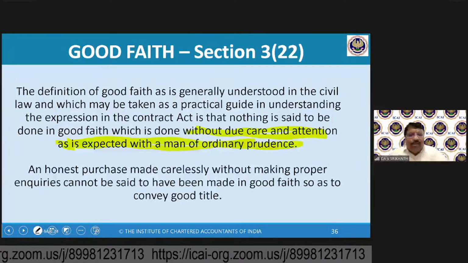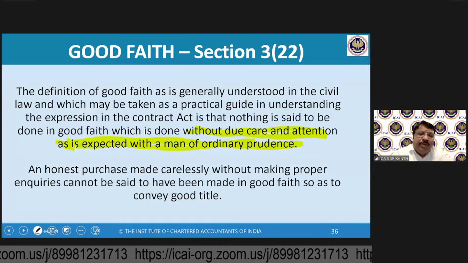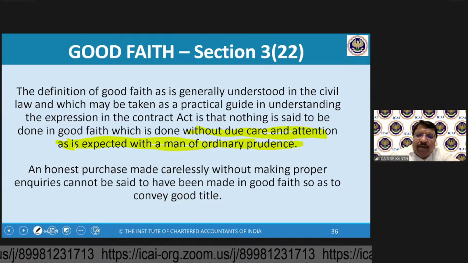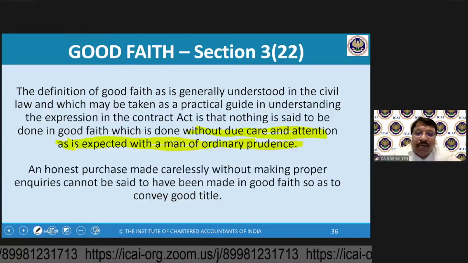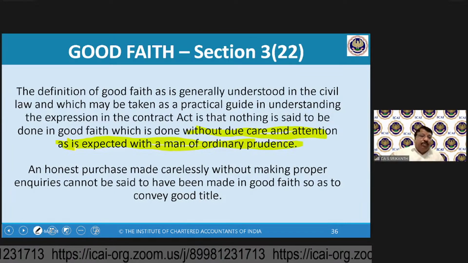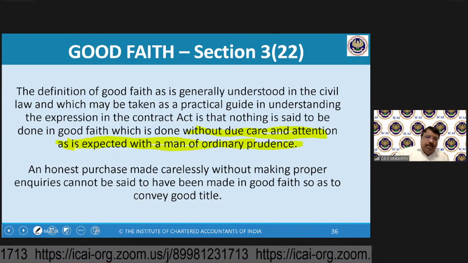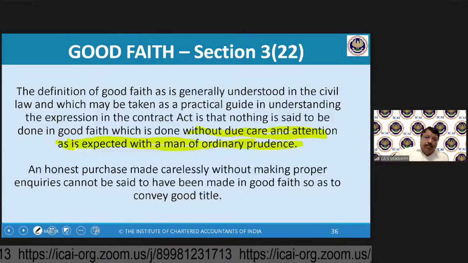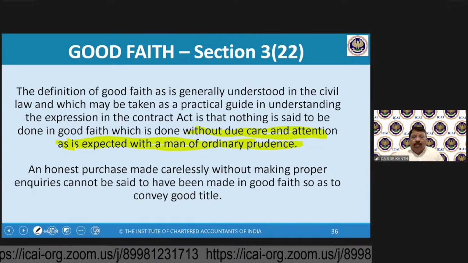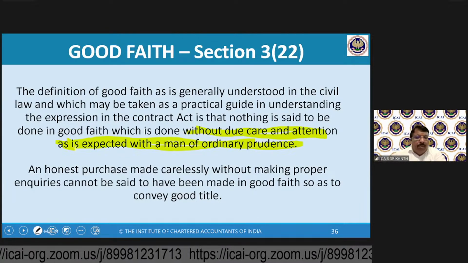That also will come in this law only. So an honest purchase made carelessly, without making proper inquiries, cannot be said to have been made in good faith, so as to convey good title. So an honest purchase made carelessly without proper inquiries. Whenever you buy, you have to inquire as to what the product is, especially when you're buying online.